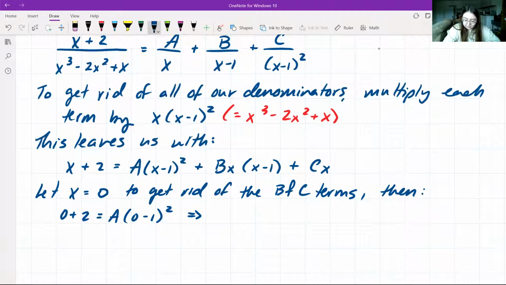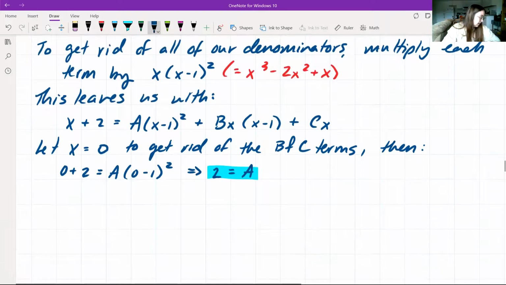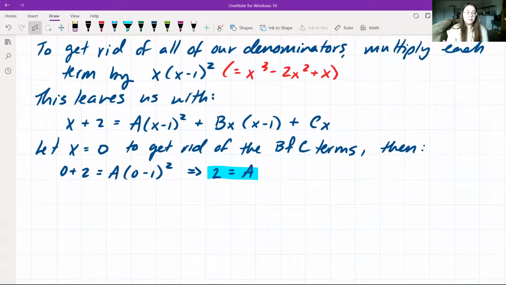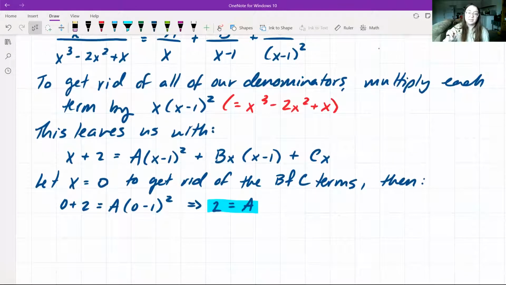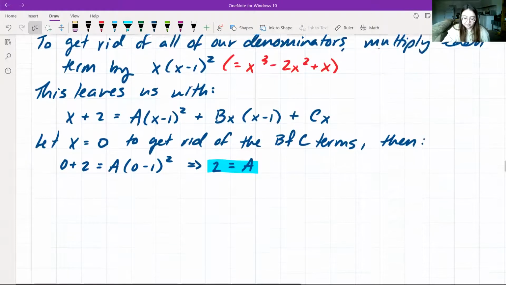This simplifies down to 2 is equal to a times negative 1 squared, which is just 1. So 2 is equal to a. So we went ahead and found our value of a. Now we want to strategically pick values of x that would make our a and our b terms go away.